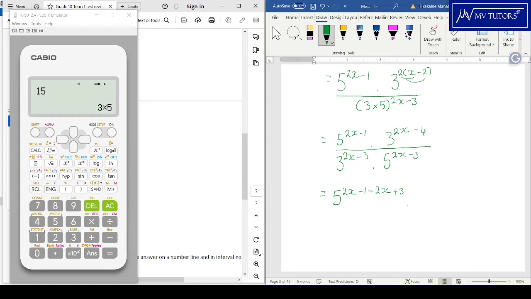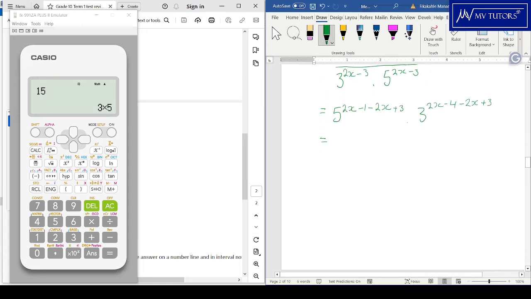Okay, now let's do the 3. It's 3 to the power 2x minus 4 on the top, and then at the bottom we're dividing same bases, which means I subtract the exponents. So the first one is going to be minus 2x. The second one is minus negative 3, which is a positive 3. Okay, now let's combine like terms. I have 5 to the power 2x minus 2x gives me 0. Minus 1 plus 3 gives me plus 2.